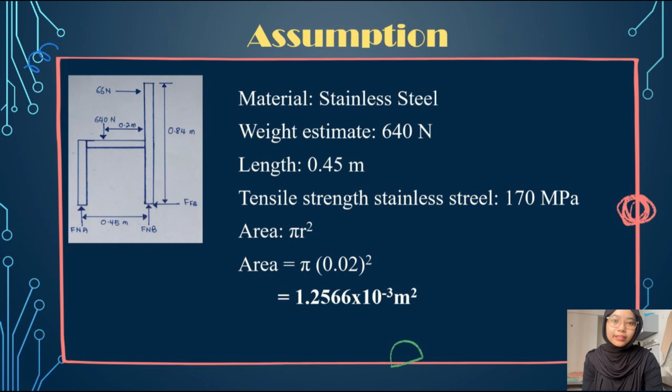Assalamualaikum and hi everyone. I would like to present the assumption. The material of the chair is stainless steel. The weight estimate is 640 Newton. The length of the chair is 0.45 meter and the tensile strength is 17 megapascal. The radius of the chair is 0.02 meters, so we calculate the area of the chair, which is A equal to pi r squared, and the answer is 1.2566 times 10 to the power of negative 3 meters squared.